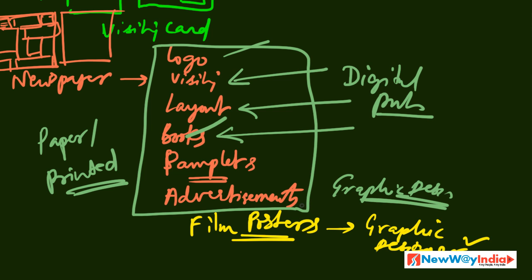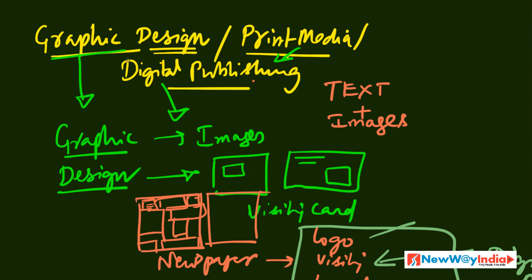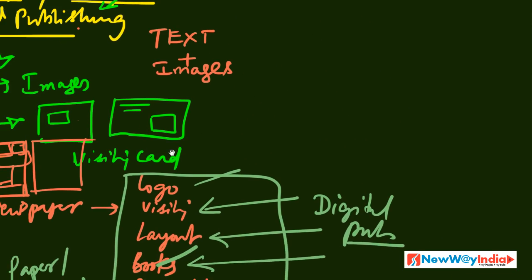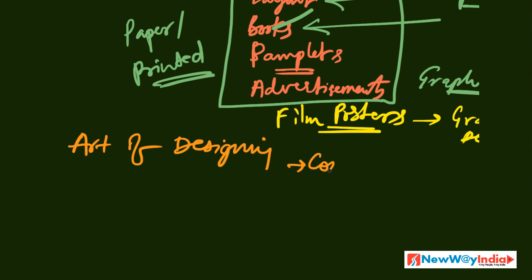If you like this kind of work and want to enter into print media or digital publishing, you need to be a graphic designer. You need to learn the concepts related to designing, graphic designing, digital publishing, and print media. What are the different softwares? These things require different softwares to enter this field. First, the art of designing, meaning concepts related to designing.